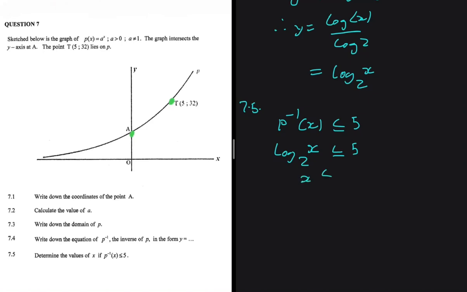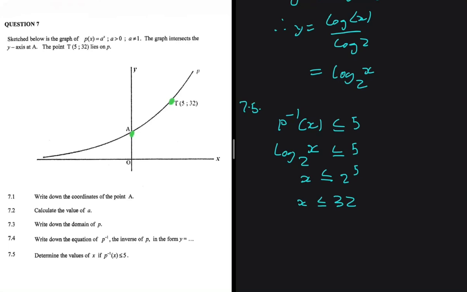being less than or equal to 2 to the power of 5. So x is less than or equal to 2 to the power of 5. We've already established above that this is equal to 32, right? And then just like that, we have the values of x for which p inverse of x is less than or equal to 5, right? But then there's another restriction.